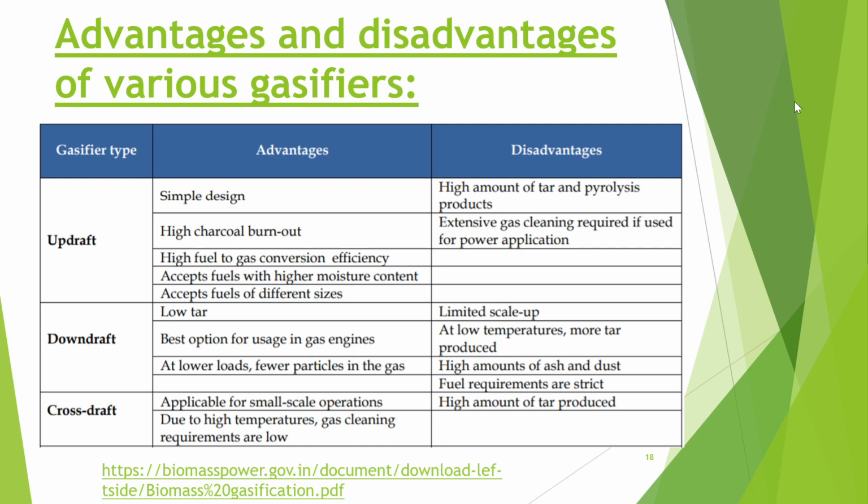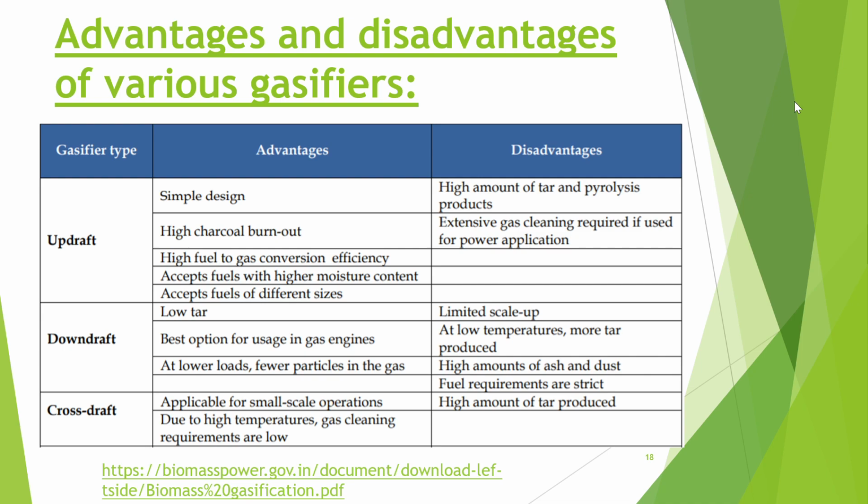Limited scale up, so we can use it to produce only a limited amount of gas. At low temperature, more tar will be produced in this also. And a high amount of ash and dust will create a problem of fly ash and dust in our atmosphere. And fuel requirements are strict. We cannot simply add any kind of fuel of any size here.